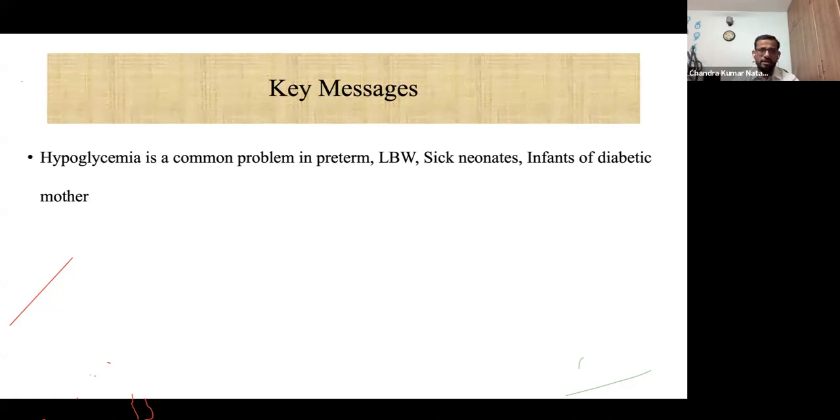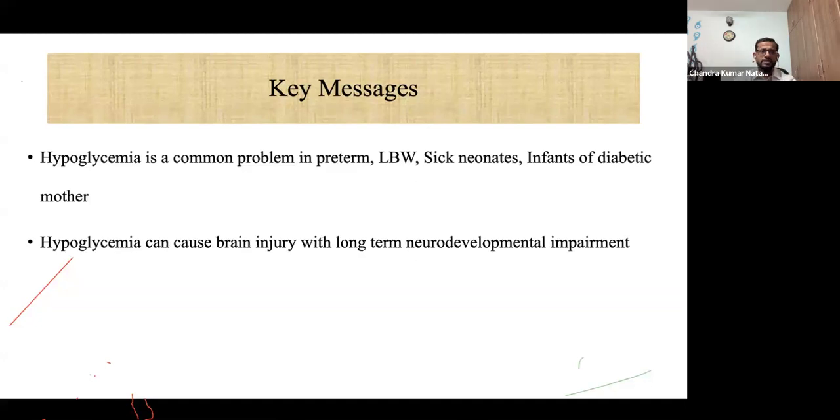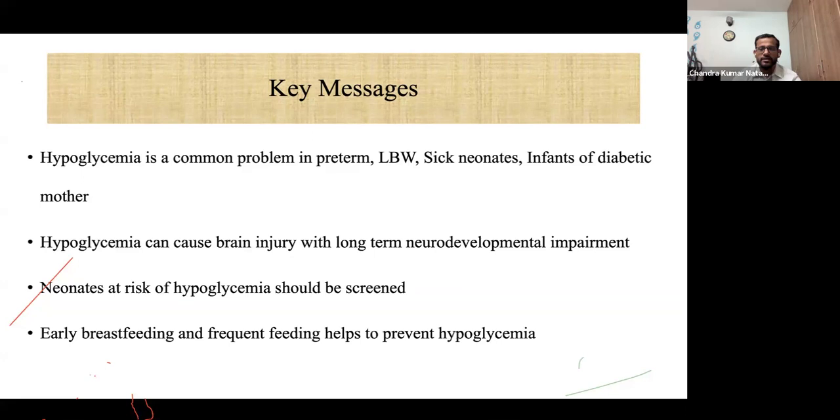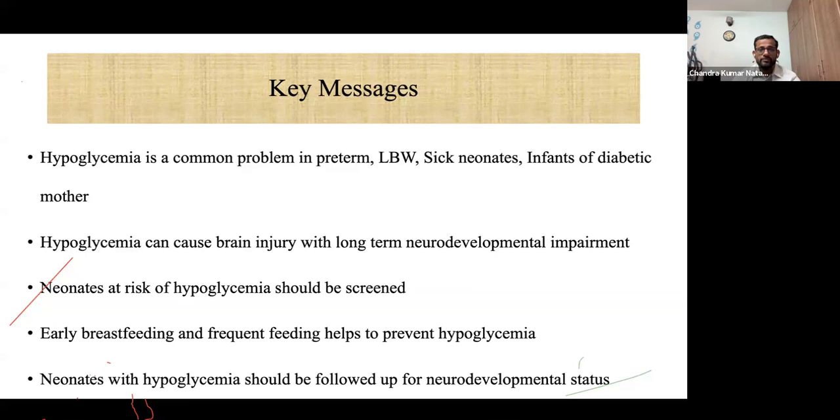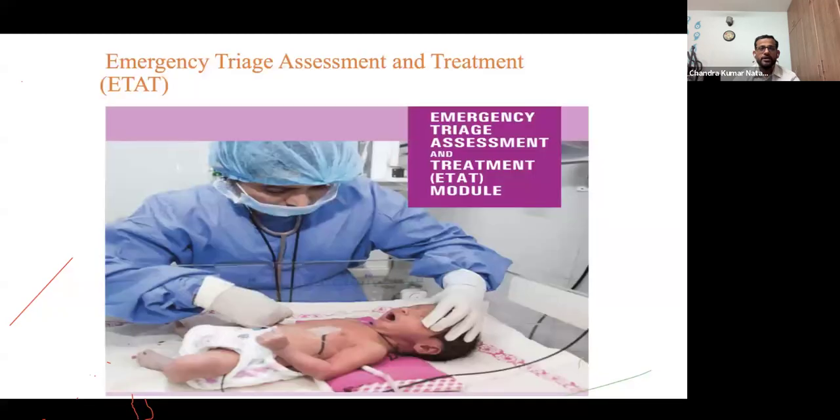So the key messages in this part of the lecture are that it's a common problem in preterm, low birth weight, sick neonates and infants of diabetic mothers. Hypoglycemia can cause brain injury with long-term neurodevelopmental impairment, and they should be screened at regular intervals. If identified, it has to be treated promptly. Early breastfeeding and frequent feeding help to prevent hypoglycemia. And we need to follow up these neonates for the neurodevelopmental status.